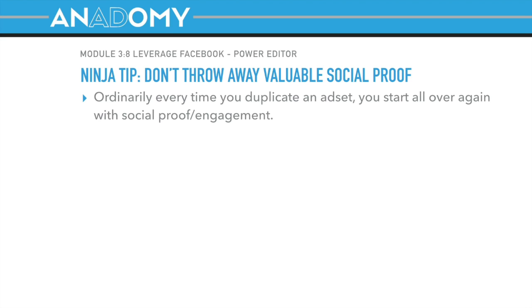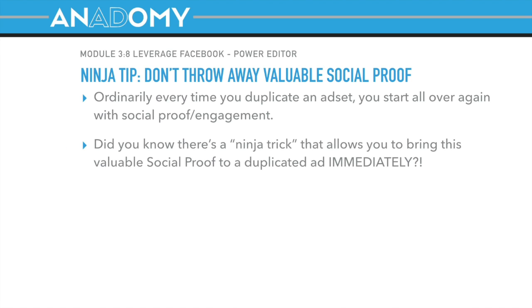Ordinarily, every time you duplicate an ad set, you start all over again with no social engagement, no social proof, no likes, no shares, no comments. But did you know that there's a ninja trick that allows you to bring this social proof into your duplicated ad immediately? This is something that can be a huge benefit to you if all you're trying to do is scale up your budget. You don't need to make changes to your ad.